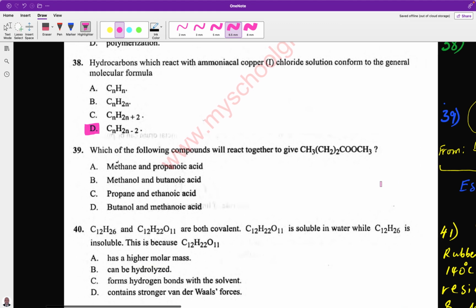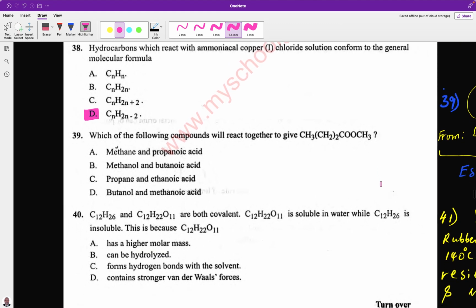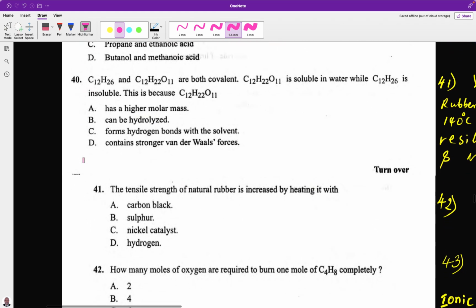Let's go to our answer column. Which one gives us methyl butanoate? It is from methanol and butanoic acid. So methanol and butanoic acid, which one is that? Our answer for 39 is B. It takes us to question number 40.